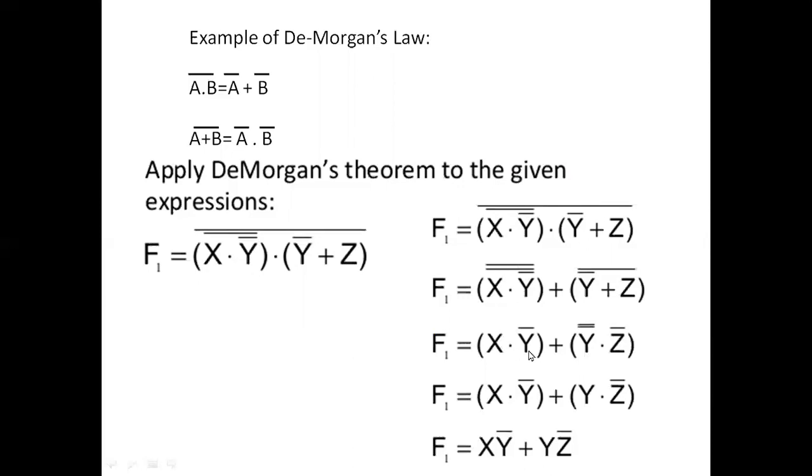Then it is X dot Y bar plus, again here you have De Morgan's law, that is the second one. A plus B whole complement is equal to A bar dot B bar. That is Y double complement, this OR becomes AND now, and Z bar. Therefore, it is Y dot Z bar. So the answer is X Y bar plus Y Z bar.